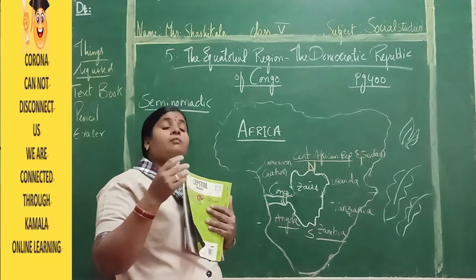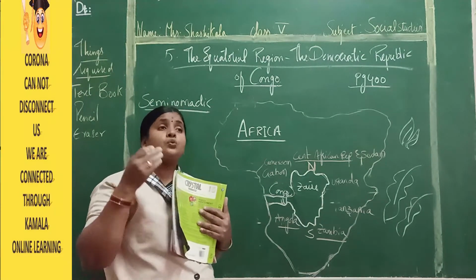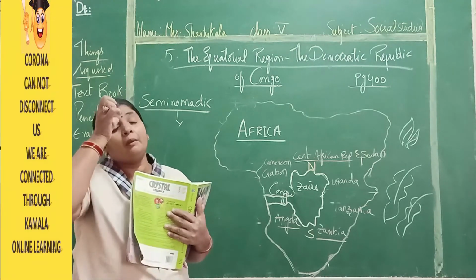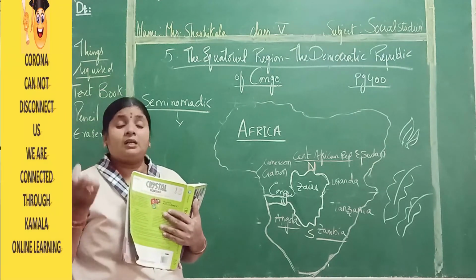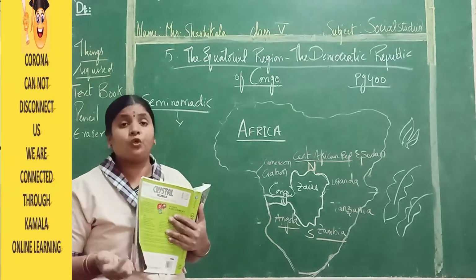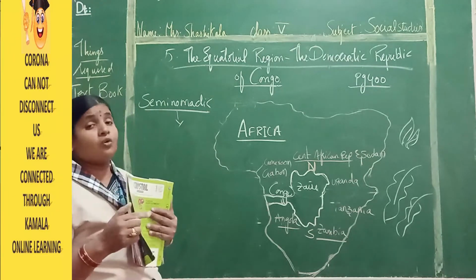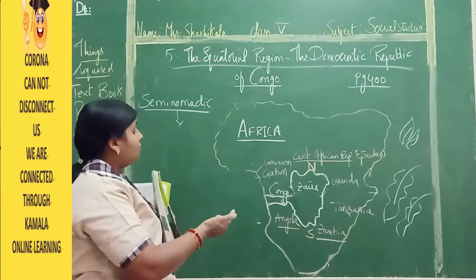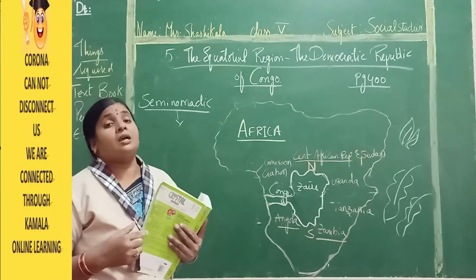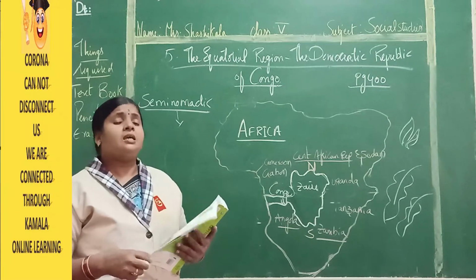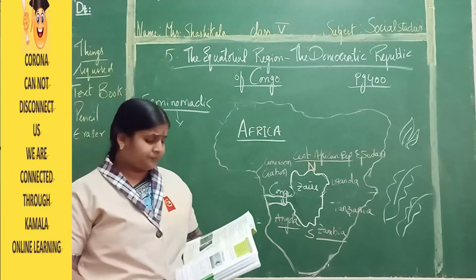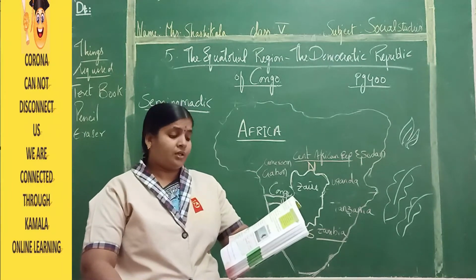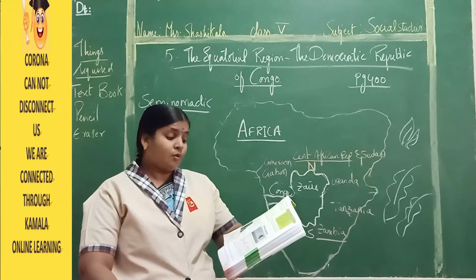And at the same time, they will move from one place to another in search of vegetation, where they will be able to do very good cultivation, meaning growing food crops. For such reasons, they will move from one place to another. That's why the tribal people of the Congo are known as semi-nomadic people, as they move from one place to another.